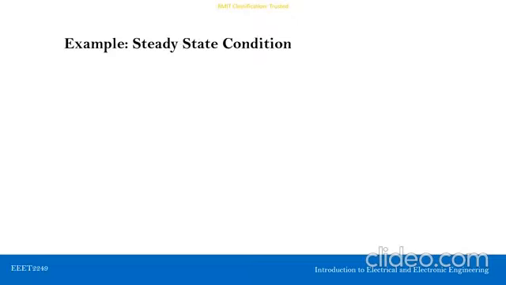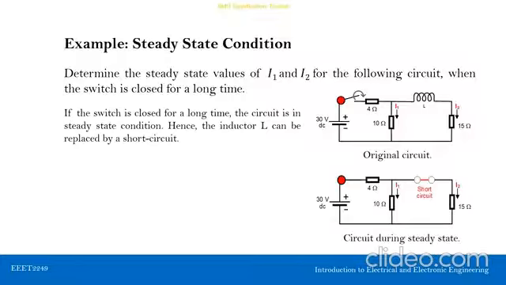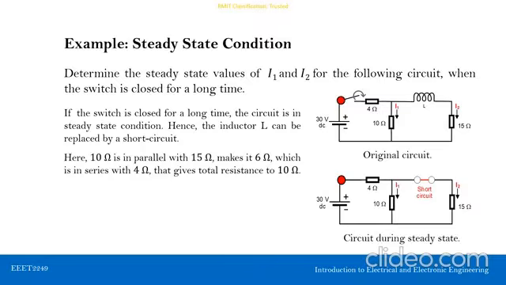Let's take an example of a steady state condition. Determine the steady state values of I1 and I2 for the following circuit when the switch is closed for a long time. If the switch is closed for a long time, the circuit is in steady state condition. Hence, the inductor L can be replaced by a short circuit. Here, the 10 ohm resistance is in parallel with the 15 ohm resistance, which makes an equivalent resistance of 6 ohm. And then this equivalent 6 ohm resistance is in series with 4 ohm. That gives the total resistance of the circuit as 10 ohm.